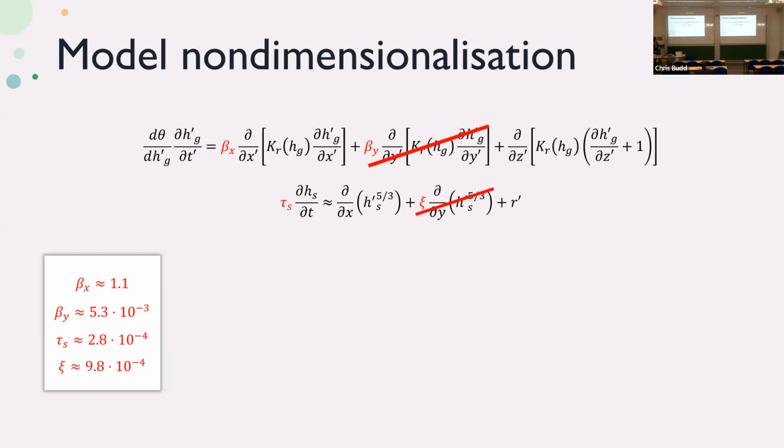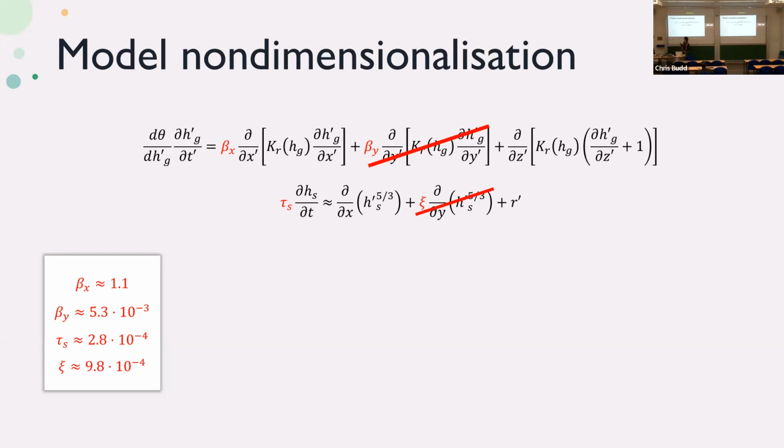It may be tempting to take the tau as also very small and get rid of this term, but this term is quite important in a very short times after the rainfall, because it describes how quickly the overland flow will reach the new steady state. So I'm keeping this term.